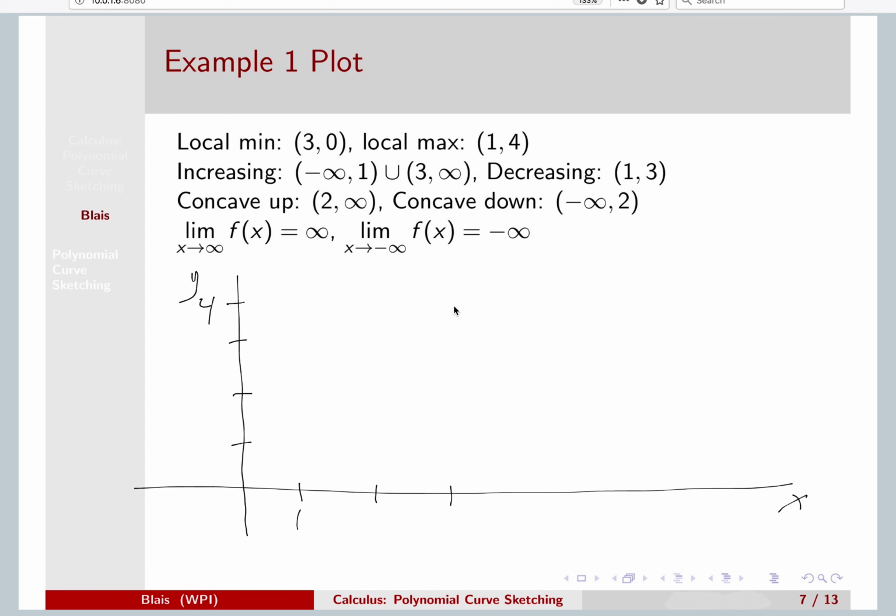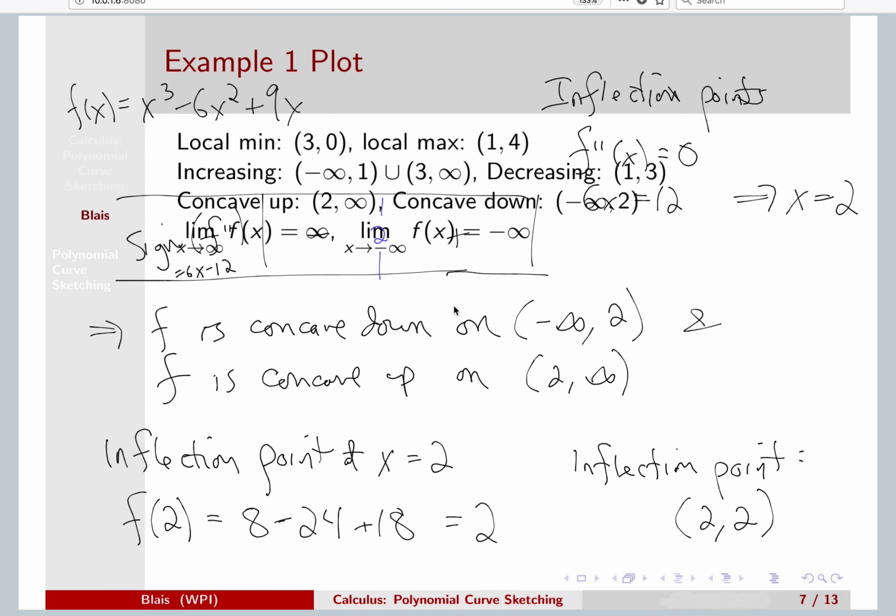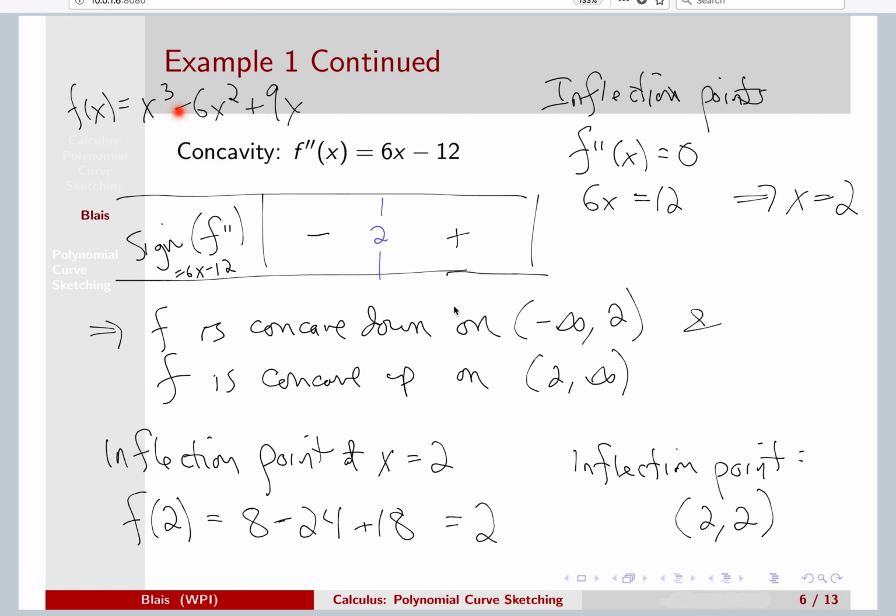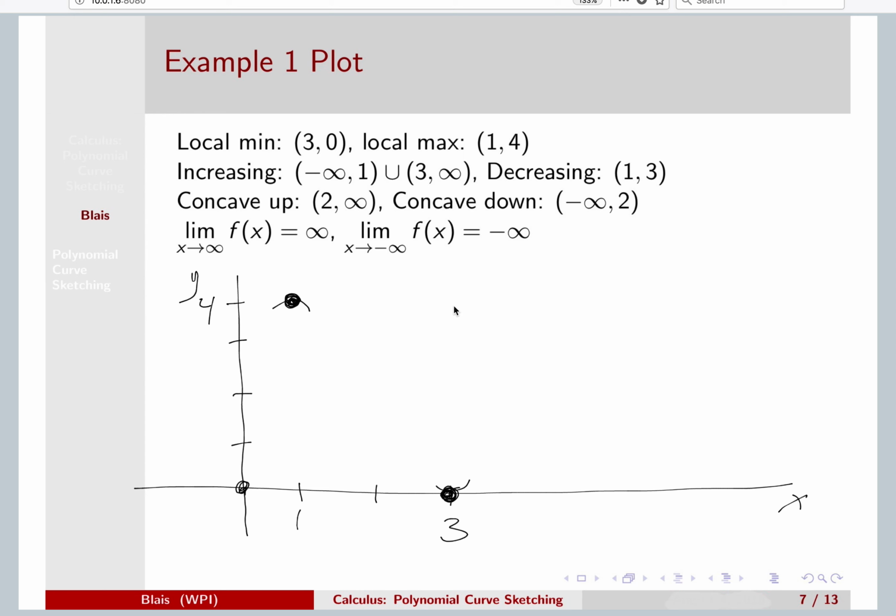So we have a local max at the point (1, 4). We have a local min at the point (3, 0). We see that the function is increasing coming from the left up to this point. Why don't we put in our y-intercept? Remember again, the function was x cubed minus 6x squared plus 9x. If we plug in x equals 0, we get 0. So we see that it actually does go through the origin.